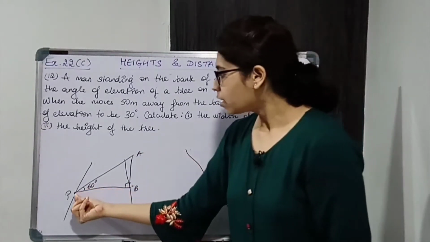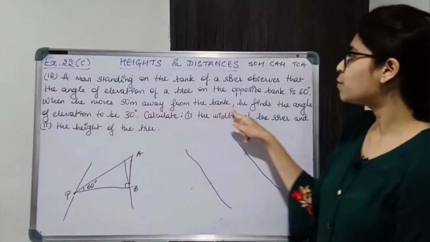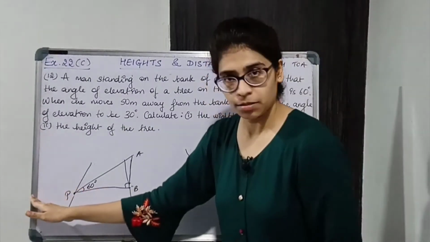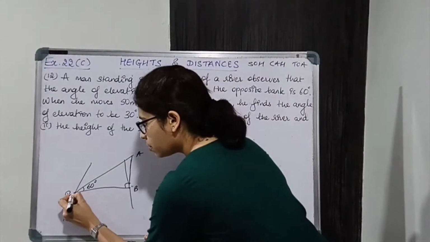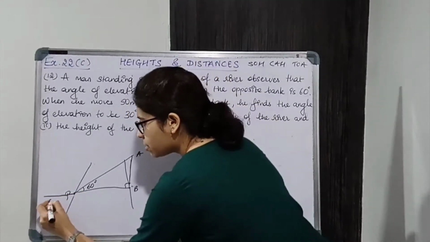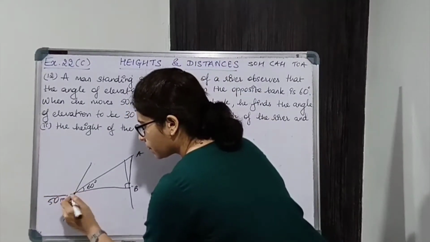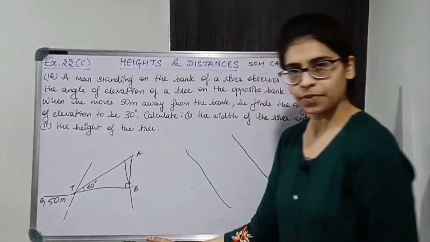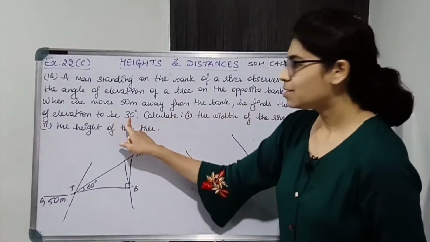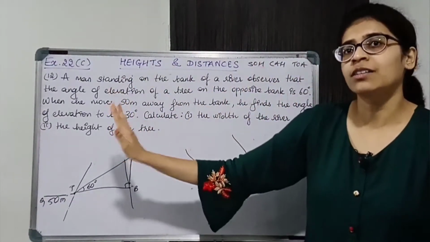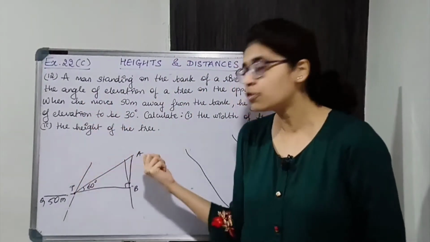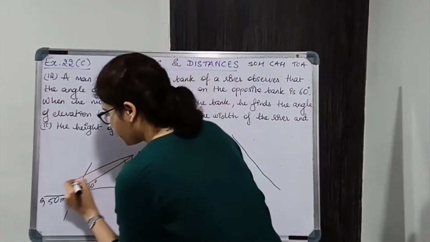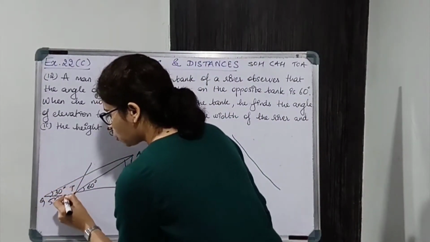Now he is moving 50 meters away. So when he moves 50 meters away from the bank, he finds the angle of the elevation to be 30 degrees. Now he is moving away from the bank. So backwards जा रहा है. Okay, 50 meters. Now let's say he is moving to point Q. Okay. Now the angle of elevation is 30 degrees. When you move away from the object, the angle of elevation decreases, and when you move closer to the object, the angle of elevation increases. Okay. So this part you should know. अब 30 degrees हो रहा है angle of elevation.